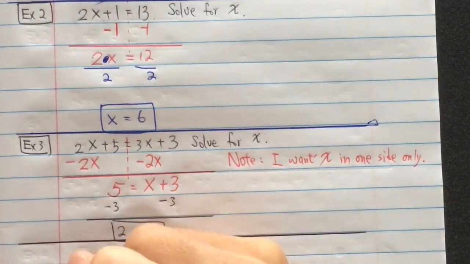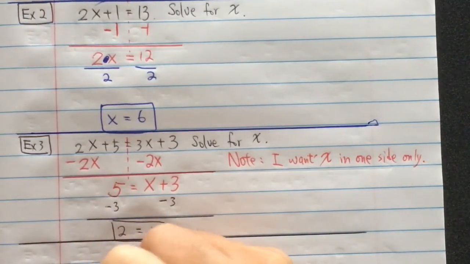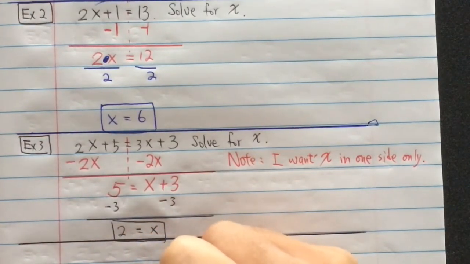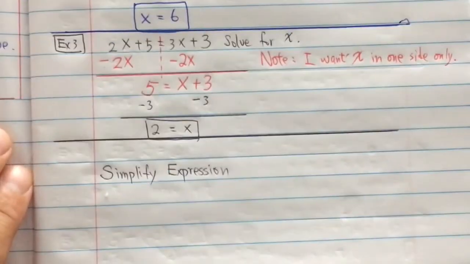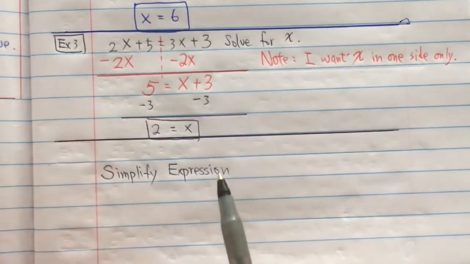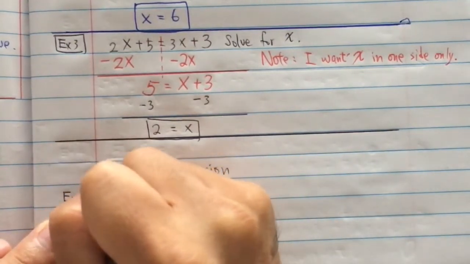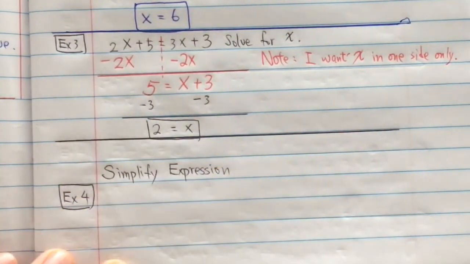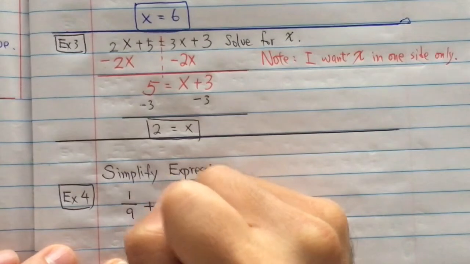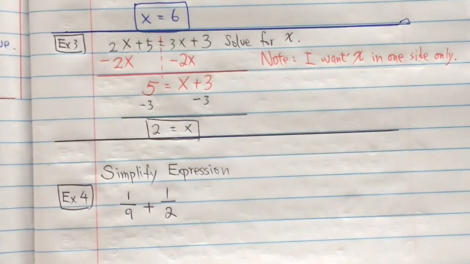Okay, and then now here, second part, simplify expression. Make a line here, so I know. I already moved to the next question. Simplify expression. So question 4. 1/9 plus 1/2. Okay, ladies and gentlemen, how to simplify?